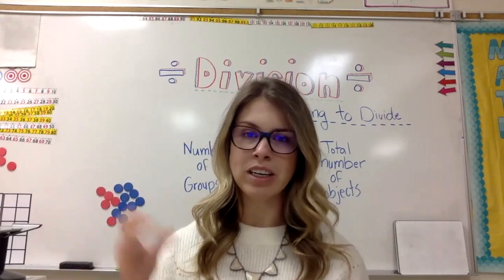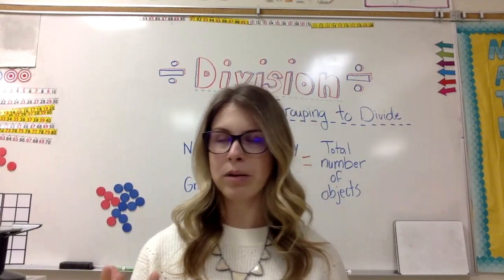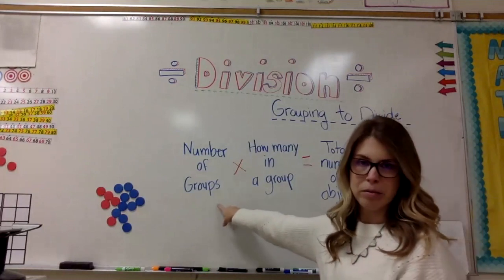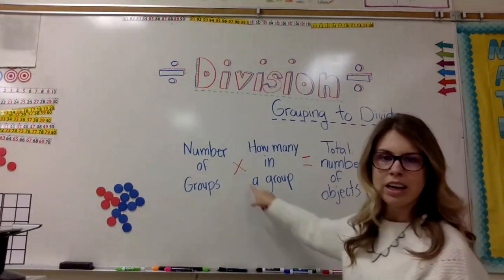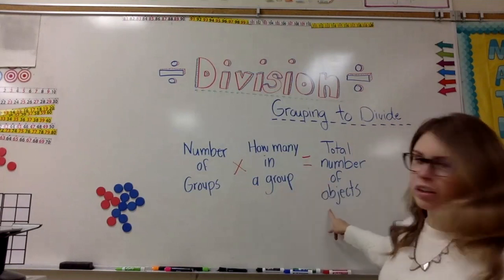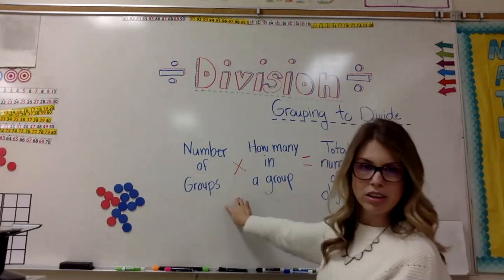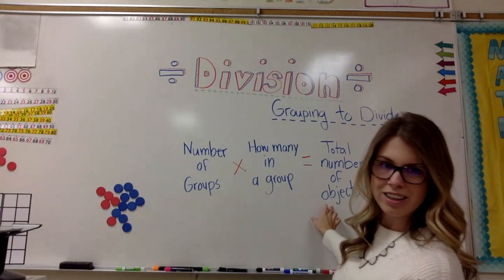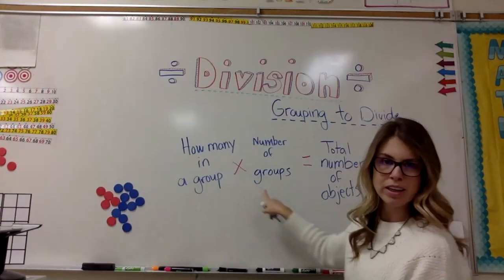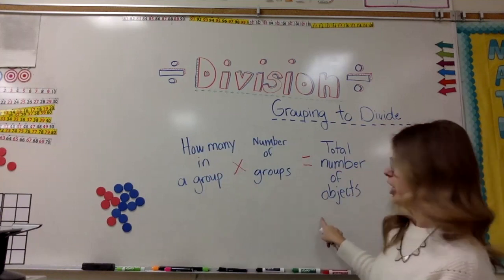What do those numbers mean? Something times something equals something. So what was the first something? Well, when we looked at it, we said multiplication was the number of groups times how many are in the groups, and that equaled the total number of objects. Well, what if we switched these two? Did that change the answer? No, let's try it. If we have how many are in a group times the number of groups, it will still equal the total number of objects.